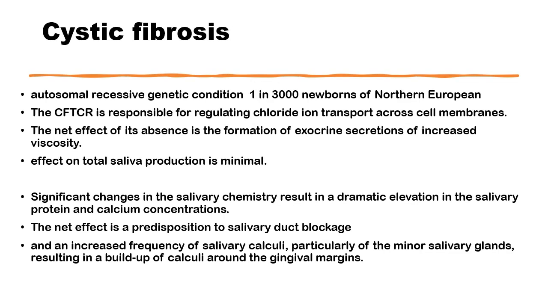Cystic fibrosis is an autosomal recessive genetic condition affecting 1 in 3,000 newborns in Northern Europe. The main defect would be a disorder in the regulation of chloride ion transport across cell membranes. The net effect of this would be the formation of secretions from all exocrine glands, secretion of increased viscosity due to increase in total saliva protein and in calcium content.